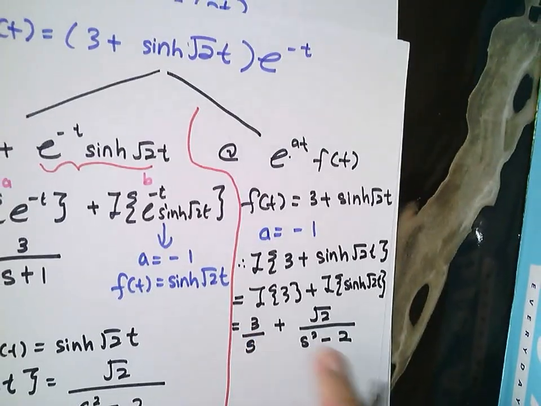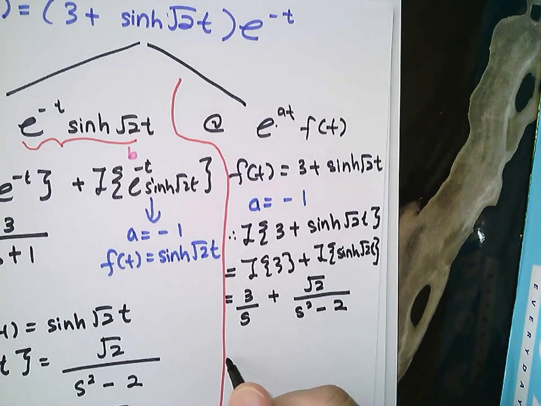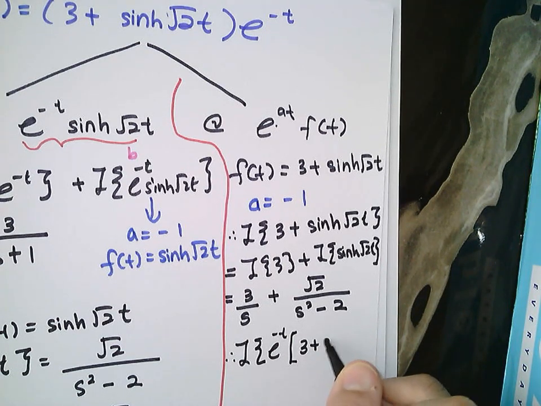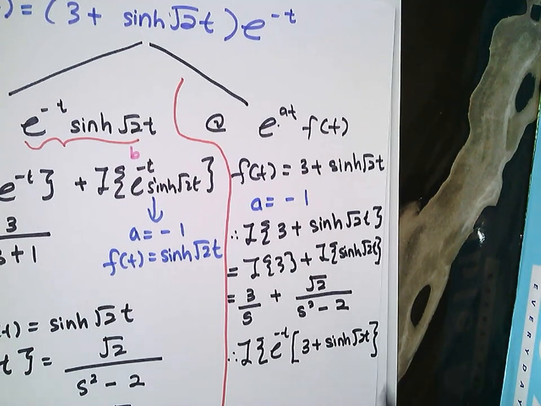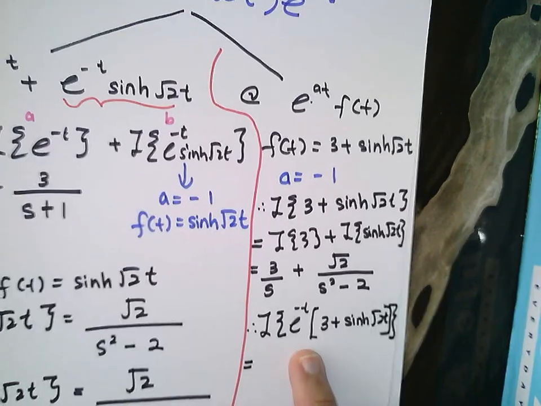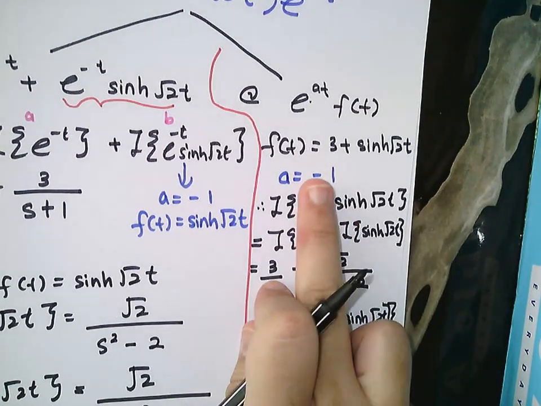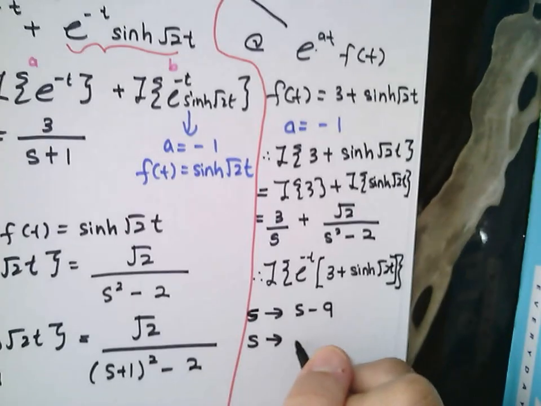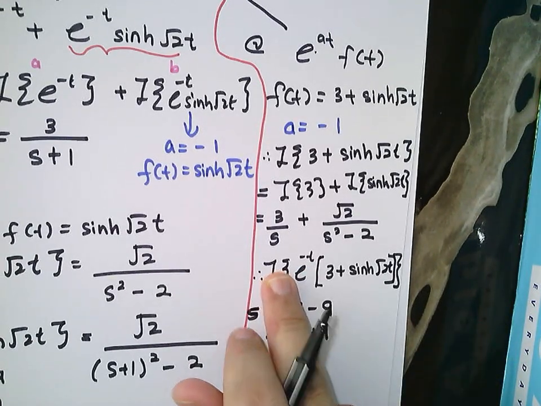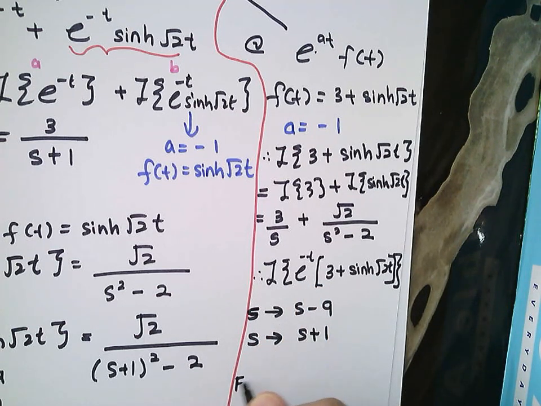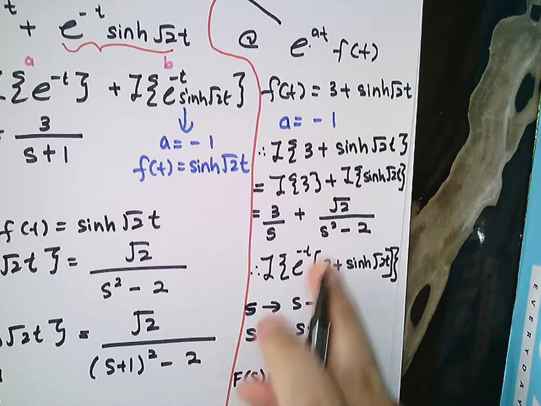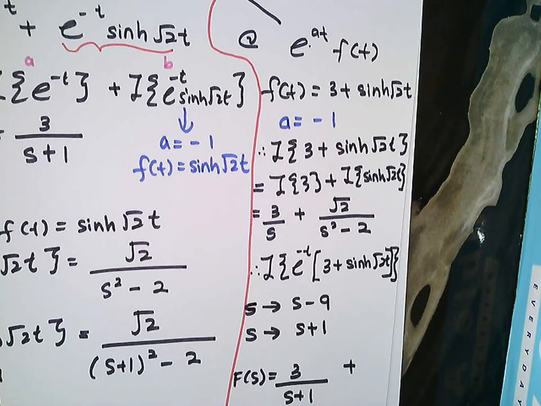But this is your F(s), which is this one. But what actually you need is Laplace of e^(-t) times (3 plus sinh(√2 t)), which is equal to, so here what is your a? Your a is equal to negative 1, so you have to replace s by s minus a. Since your a is equal to negative 1, you will have s plus 1. So therefore the Laplace of this function is equal to 3 over s plus 1 plus √2 over (s plus 1) squared minus 2.